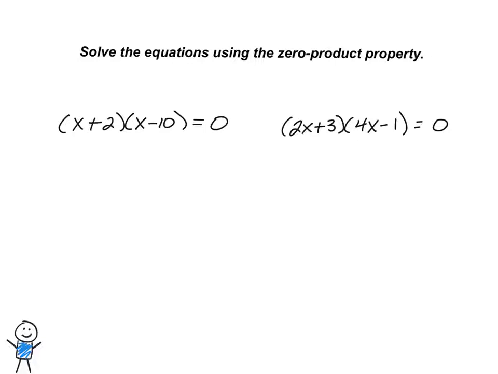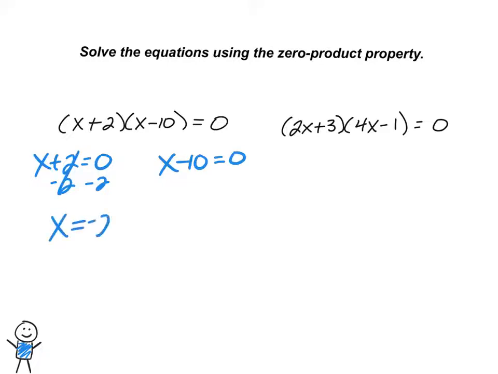So the way we solve this is I'm going to set up two equations. One where the first factor is equal to 0, and then one where the second factor is equal to 0. This will give me my two possible solutions. The first one, when we subtract 2 from both sides to solve it, we get a solution of -2. And the right one, when we add 10 to both sides, we get a solution of +10.